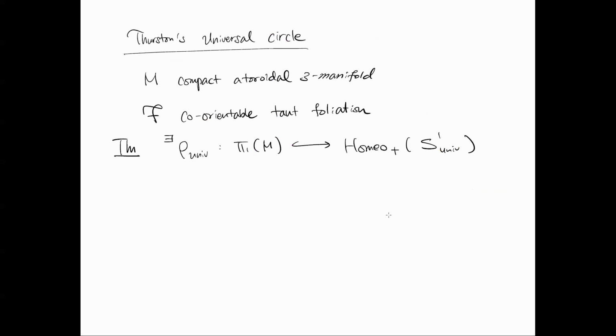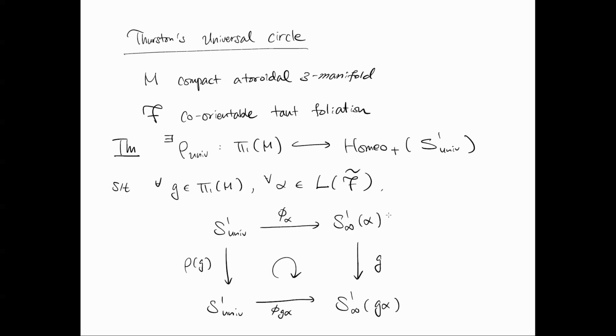So here is the statement of Thurston's theorem. Well, part of the statement. In this setup, you have an injective group homomorphism from the fundamental group of M into the orientation preserving homeomorphisms of the circle. Here I wrote univ, indicating that this is something about the universal circle, but just ignore it. You have an injective group homomorphism from pi1 to the group of homeomorphisms of S1. That means you have a faithful action of the fundamental group on S1 by orientation preserving homeomorphisms.